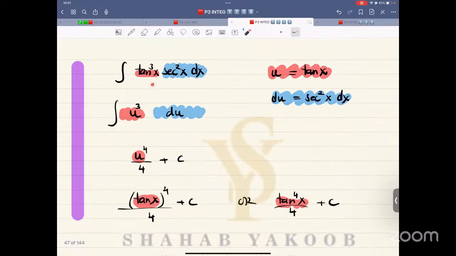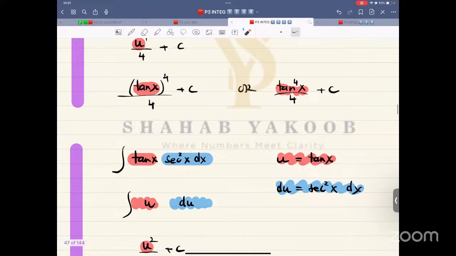Something to do with tangent and sec square. U is always tangent because the derivative of tangent is sec squared, not the other way around. So this becomes u cube du, that's u power 4 over 4 plus c, tan power 4x over 4 plus c.